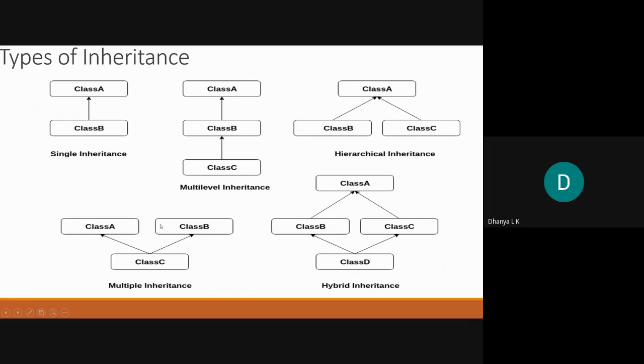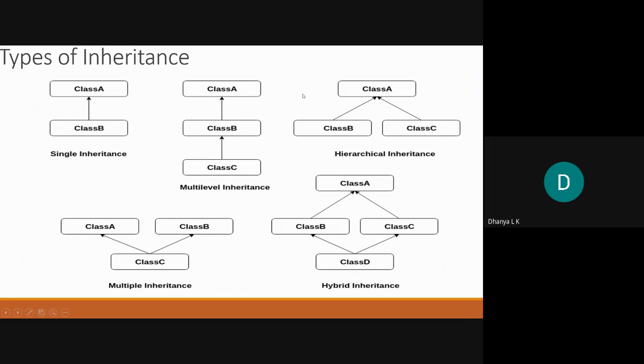Multi-level inheritance: there should be levels of parents. The first grandparent, then parent, then child. So the parent can take features from the grandparent, the child can take features from the parent, and the child can directly take features from the grandparent through the parent. Here class A is a grandparent, class B is a parent, class C is a child. So class C is taking features from class B and class B is taking features from class A. Through this multi-level inheritance, class C will get the features of class A and class B.